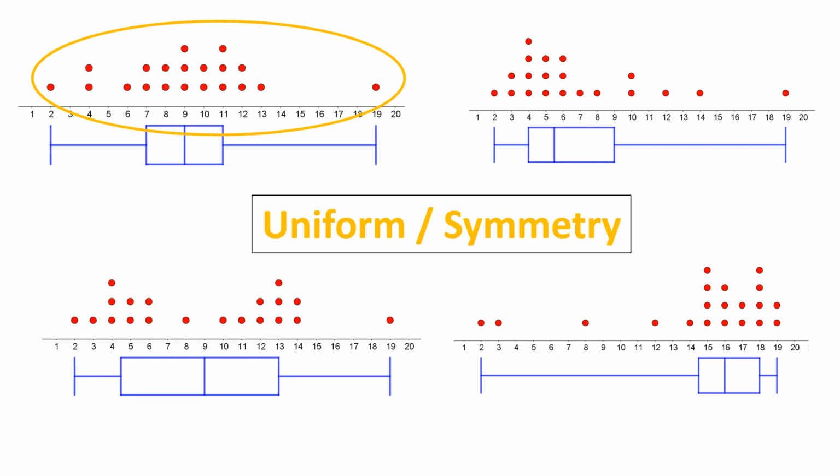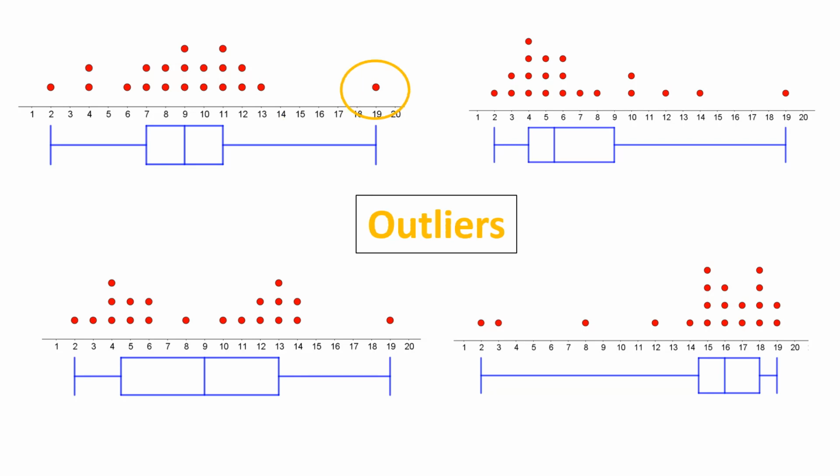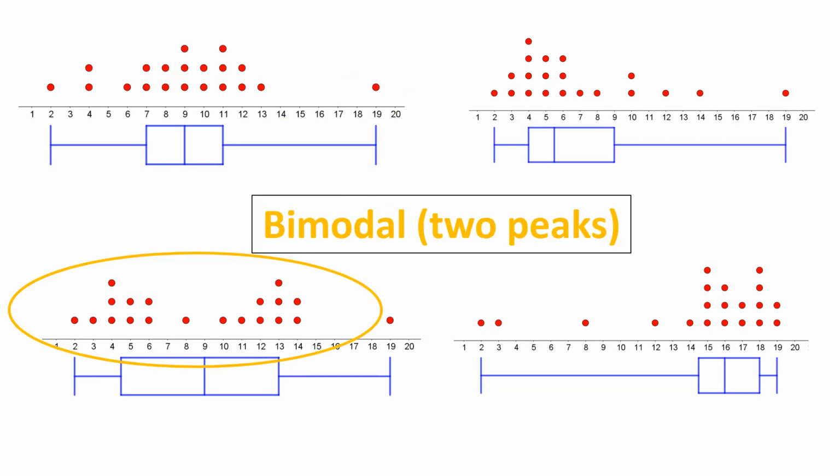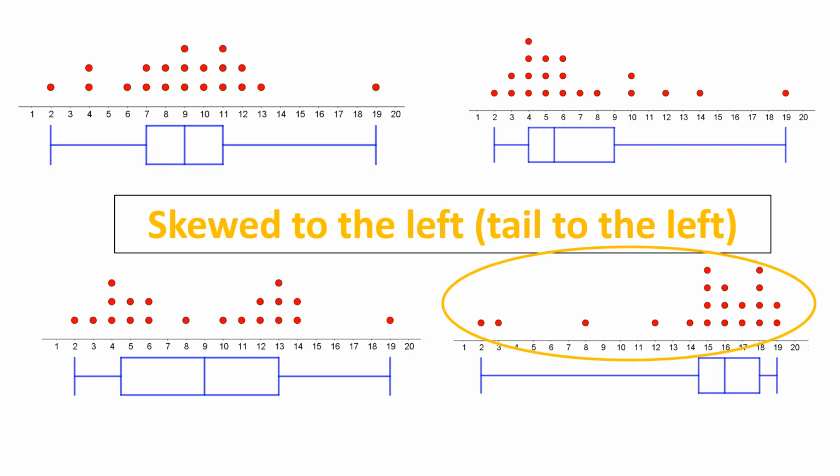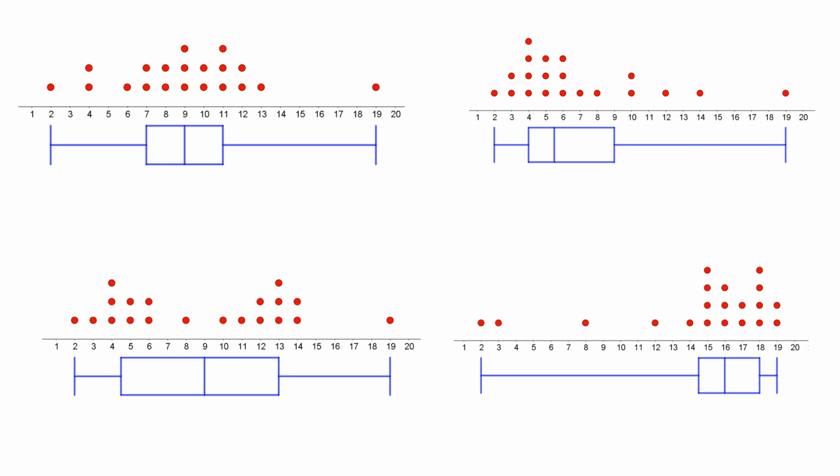Whether it's a uniform or symmetric distribution, whether there are gaps, whether there's an outlier, whether it's bimodal, which means there could be more than one peak, or whether there's skewness. In this example, it's skewed to the right, so we have a tail or scattering of dots to the right. And this is skewed to the left, some dots going off to the left. So those are some important key features that you need to be familiar with when you discuss dot plots and box and whisker graphs.